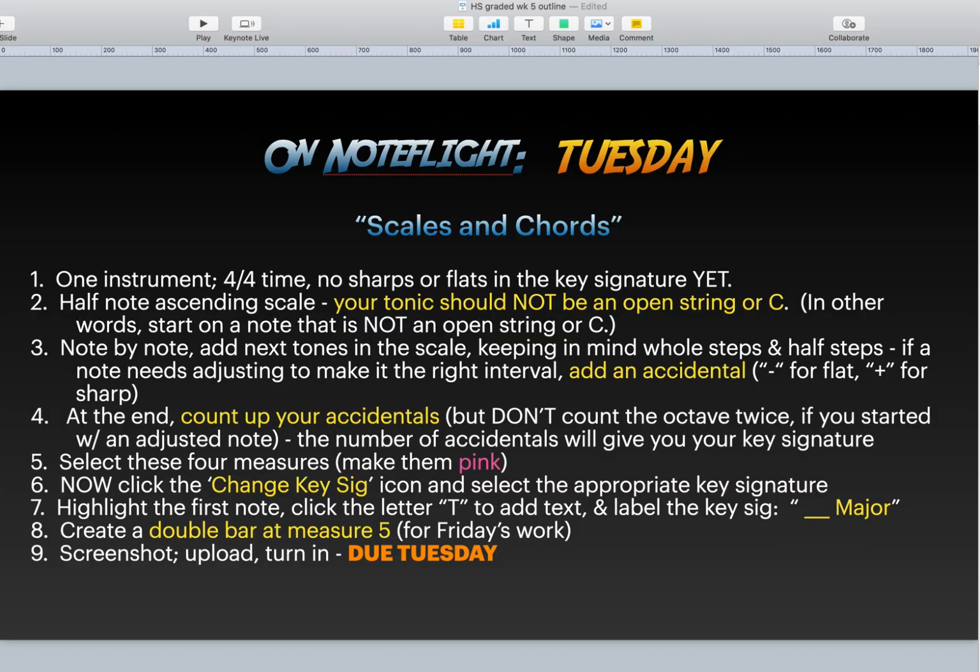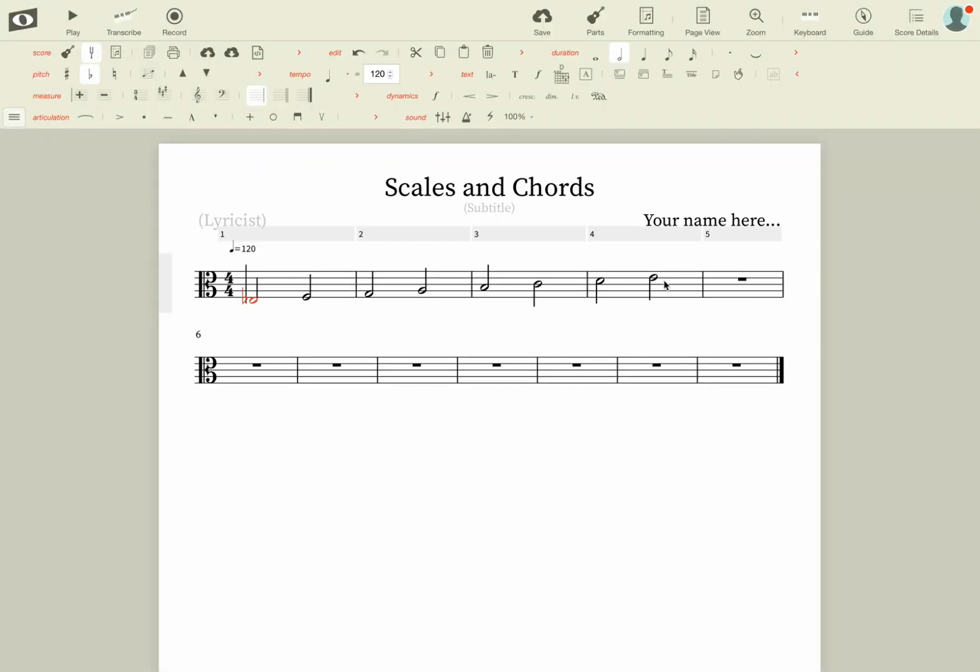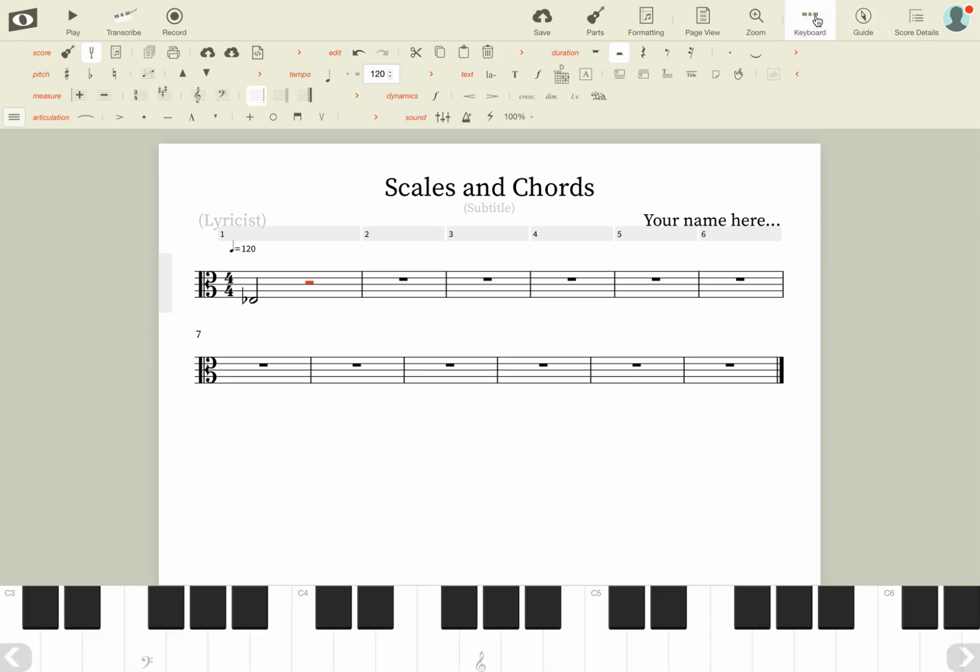Now, the next instruction, note by note, add the next tone to the scale, keeping in mind whole steps and half steps. If a note needs adjusting to make the right interval, add an accidental. Minus for flat, plus for sharp. So oh no, I've been a bad student and I'm the teacher. This is not good. Select, and delete. Okay, E flat. Now, if I want a whole step from E flat, I'm going to bring the keyboard back on. Why not? So, if I have an E flat, there's a D, right?